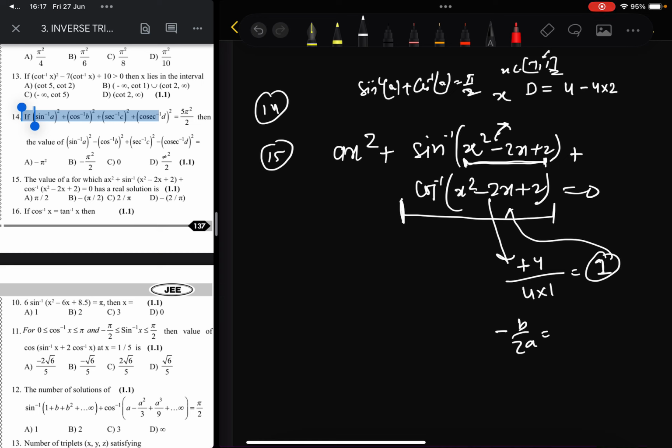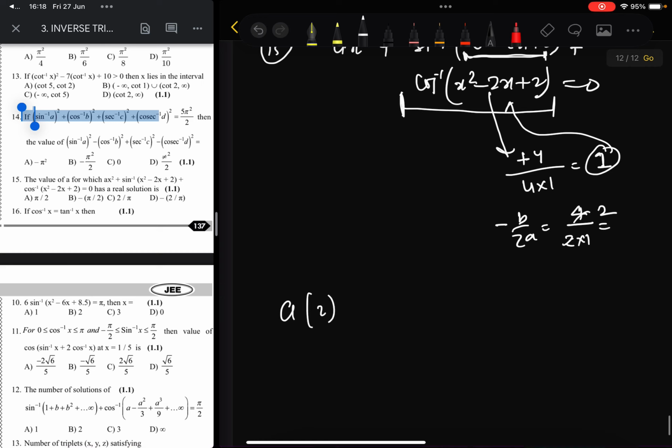So b is minus 2, so minus b will become 2. 2 divided by 2 into 1. So x equals 1. Both are the same. So now put a into 2 square. You can put this value of x.